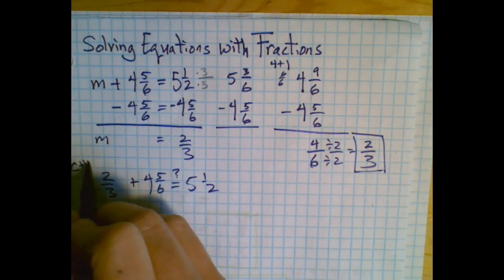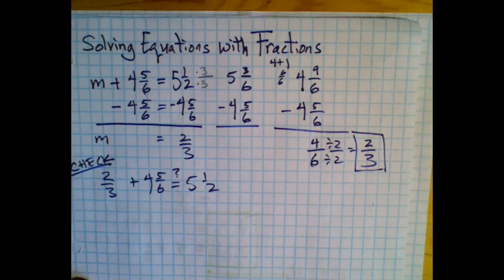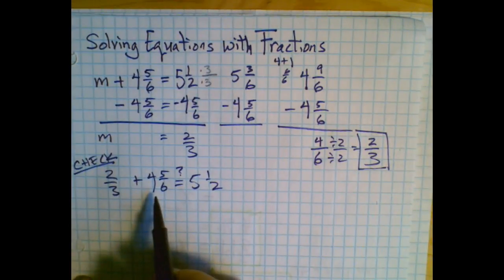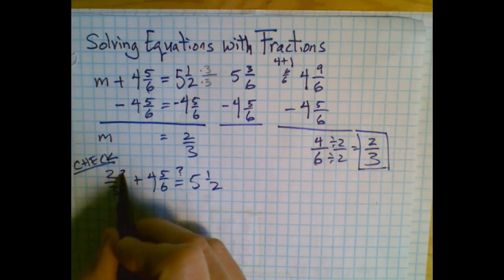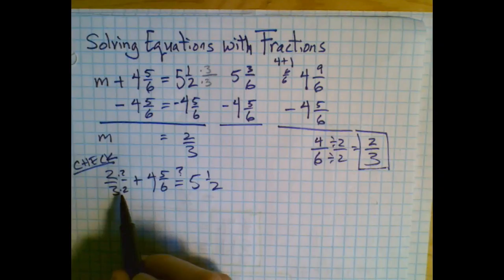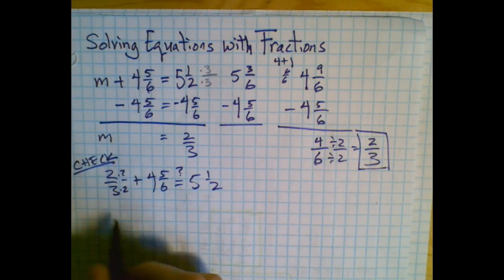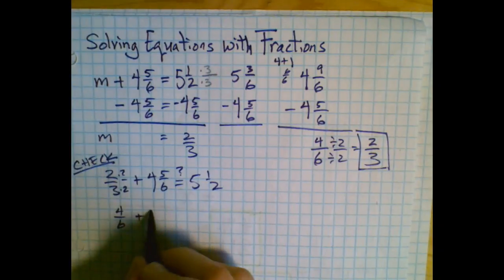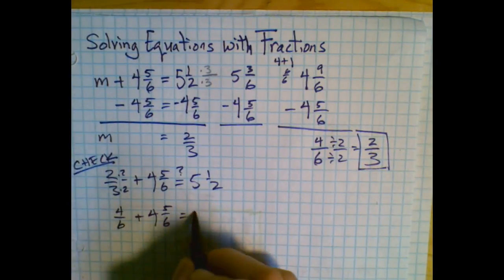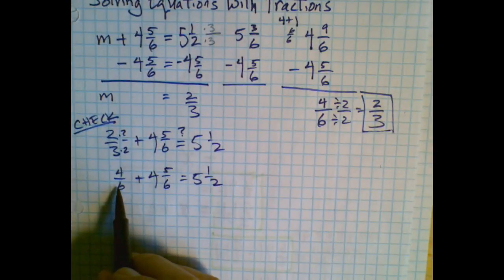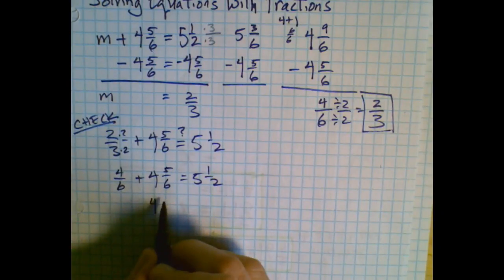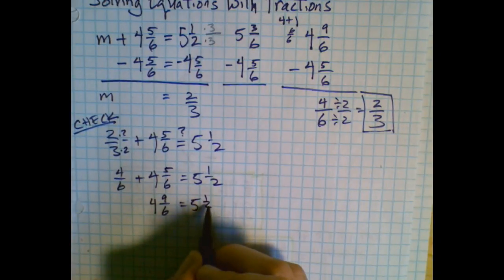So this is a check. Well, again, I'm going to have to change this fraction here so that its common denominator is 6. So I'll multiply top and bottom by 2, so it gives me 4/6 plus 4 and 5/6 equals 5 1/2. So 4/6 plus 4 and 5/6 gives me 4 and 9/6. Does that equal 5 1/2? That's the question I'm asking.